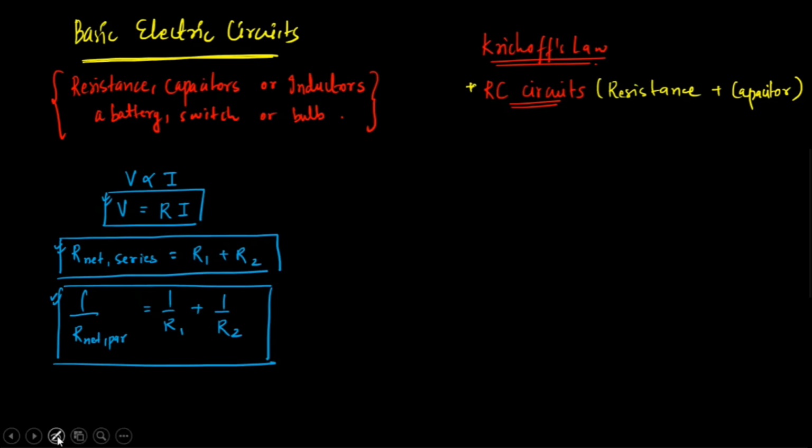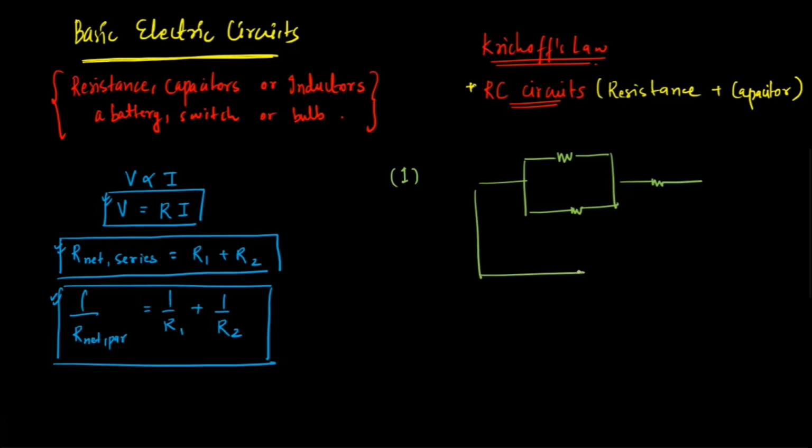Let's talk about combination of resistance. Let's start with a simple problem. The problem says that there are resistances connected in a circuit like that. There is a battery of 10 volts potential, having resistances 5 ohm here, 10 ohms here, 15 ohms here. The question is very simple: find the current. Can you try this?